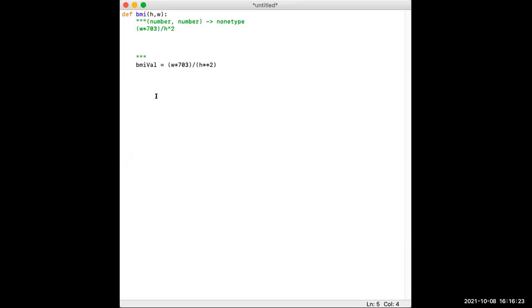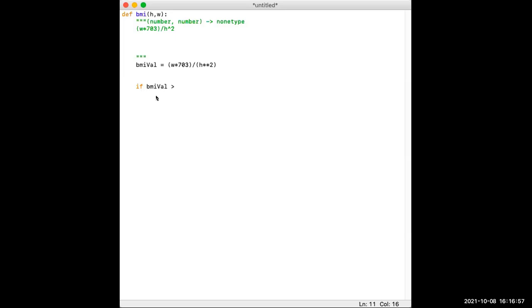Okay. So first we're gonna write an if block. If BMI val, or the value for the BMI, we're gonna have a range. Let's say if it is above, so first, if it is like above 25, it's overweight.